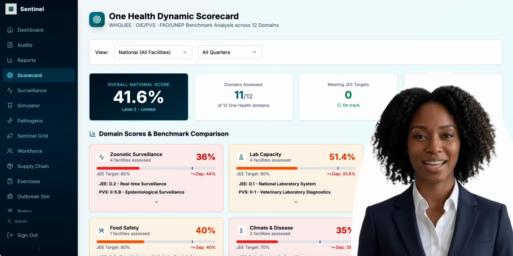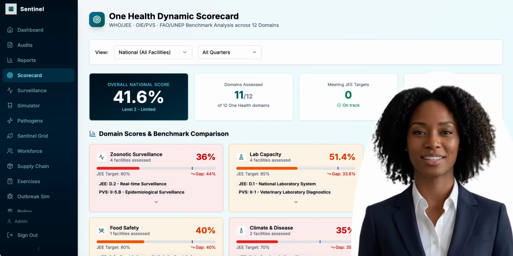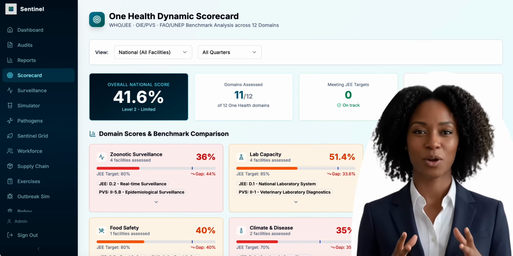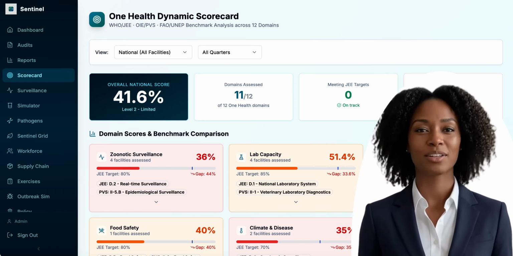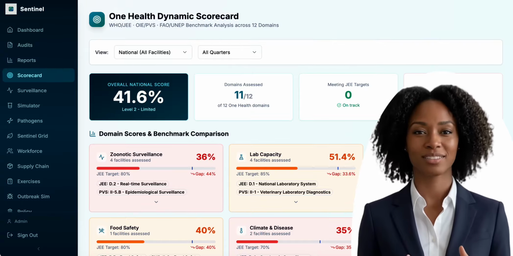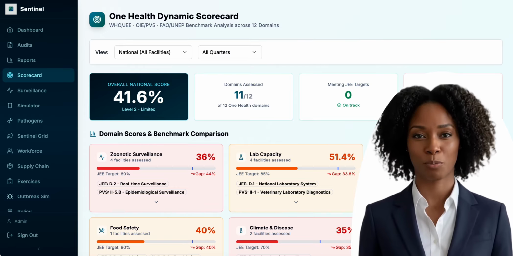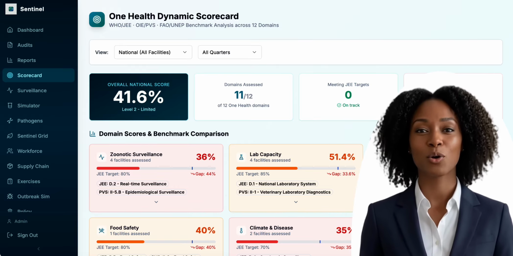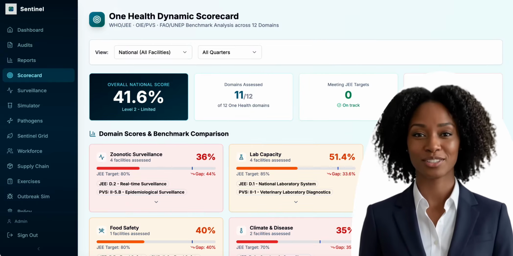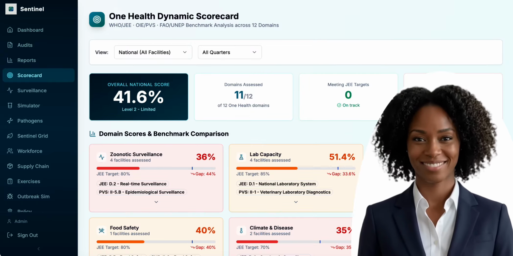One Health Sentinel's Dynamic Scorecard is more than an audit instrument. It is a catalyst for coordinated dialogue. It compels the human, animal, and environmental health sectors to move beyond their individual report cards and instead examine a single, shared report card for the ecosystem they jointly manage.